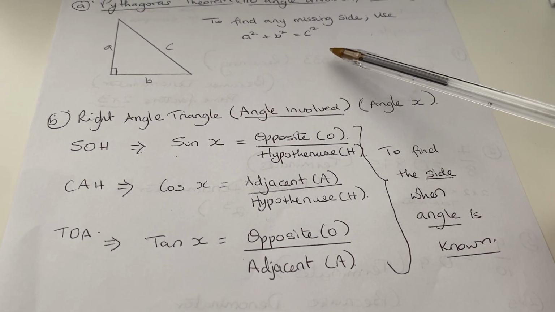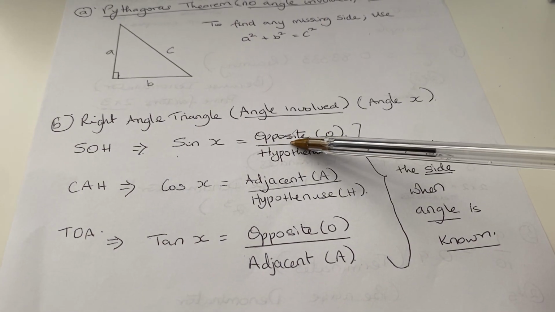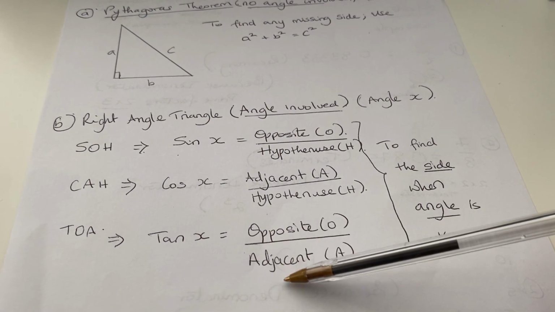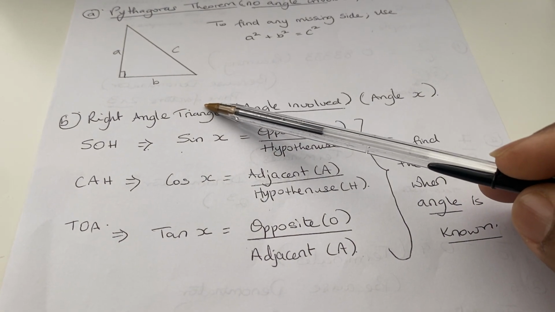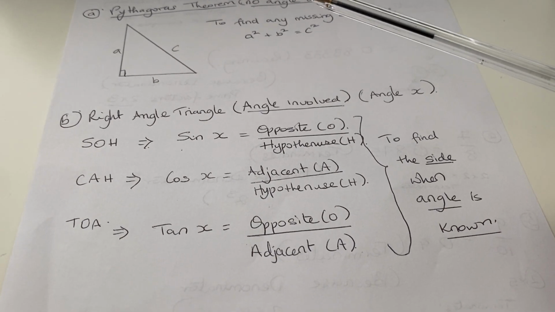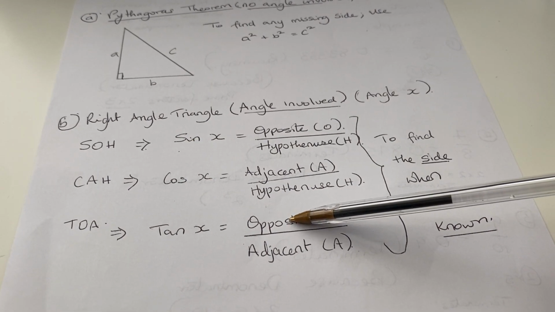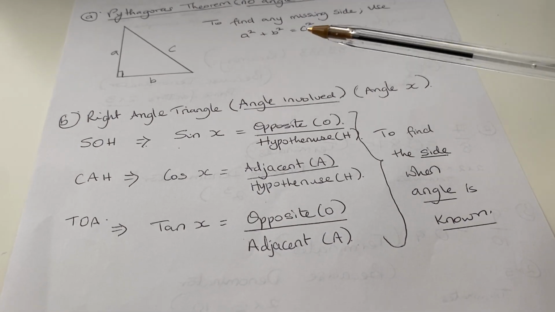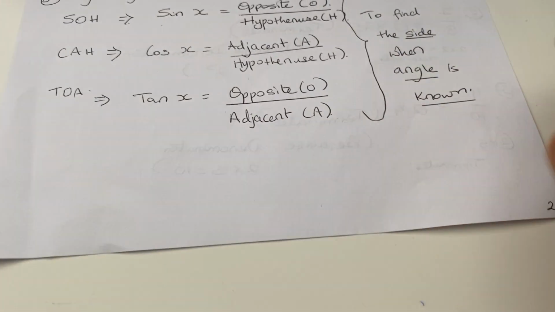If you know an angle and you know the opposite and the hypotenuse, then you go for sine. If you know the adjacent and the hypotenuse, you go for cos. If you know the opposite and the adjacent, you go for tan, to find the angle. Or you know the angle, you know the opposite, and you want to find the adjacent, you go for tan. These are things, the more you solve, the more you understand.